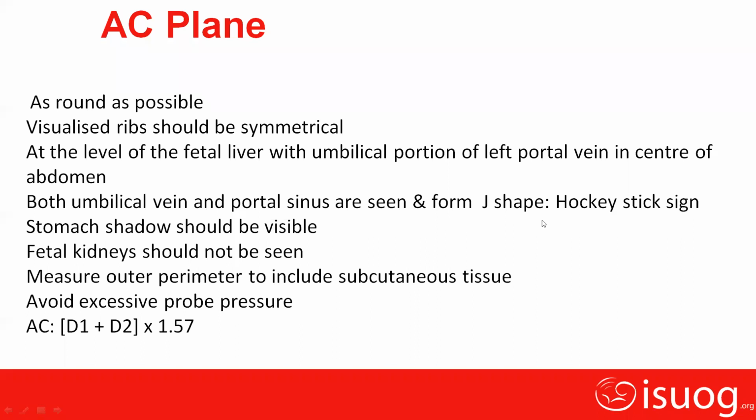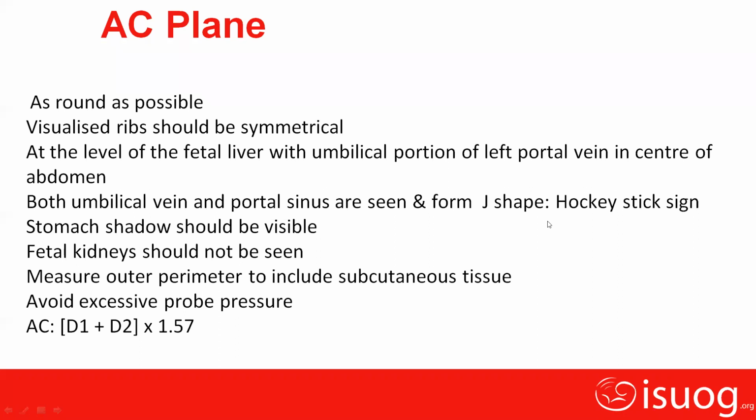And we have to measure the outer perimeter, that is outer to outer, to include the subcutaneous tissue. While measuring the AC, avoid excess probe pressure. And we can calculate the AC by measuring two diameters, D1 plus D2 into 1.57. But now the machine automatically shows the estimation.